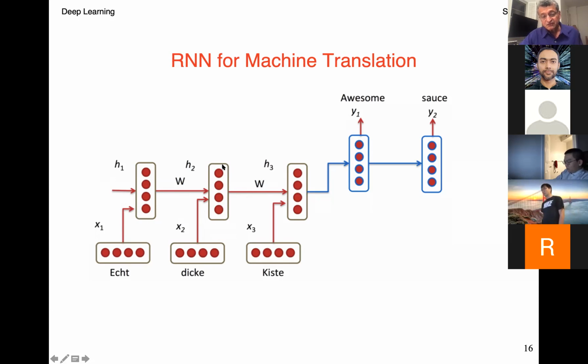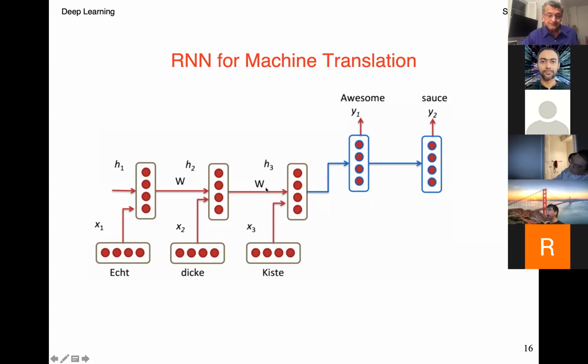So this vector is influenced by not only the previous word, like this next one, for example, this Kiste is being influenced not only by Dick, but it's also being influenced by Echt. And it is producing, as we apply inputs to it, a sequential output here, that the words here are awesome sauce, that is Y1, Y2.